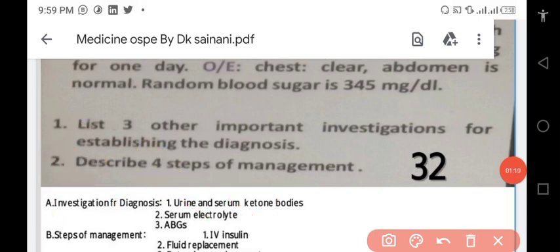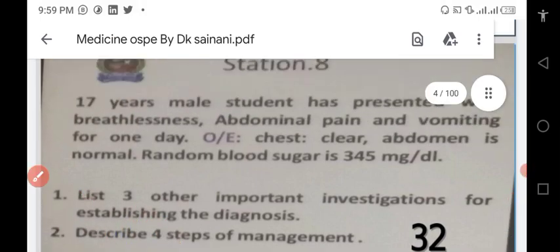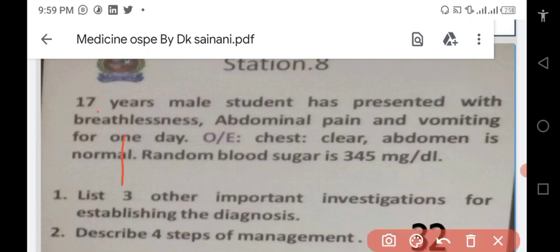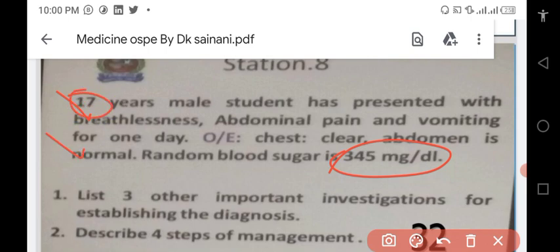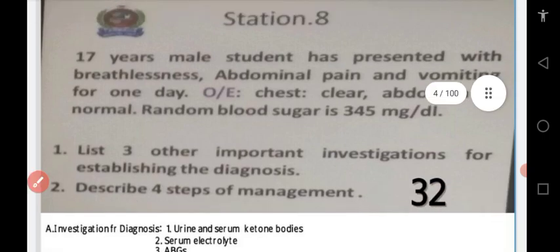Okay, so another question: the patient is a 17-year-old who presented with breathlessness, abdominal pain, vomiting, and a random blood sugar of 345. Now we have to look at this: the RBS, random blood sugar, is normally less than 120. So in this scenario, with a random blood sugar of 345, breathlessness and abdominal pain in a patient aged 17 years, that means diabetic ketoacidosis. DKA most commonly occurs in young patients because of type 1 diabetes mellitus.